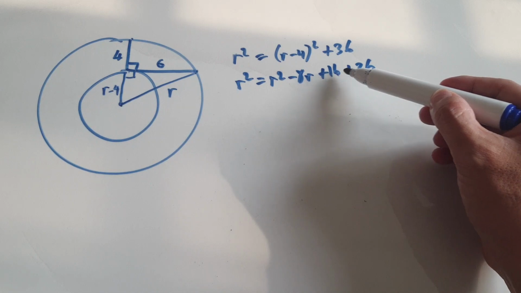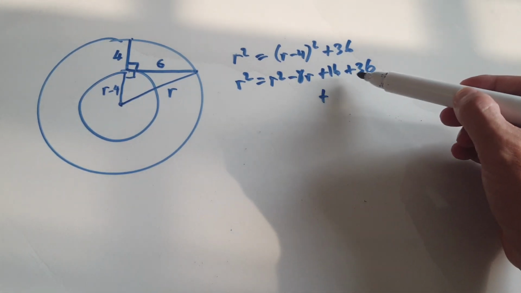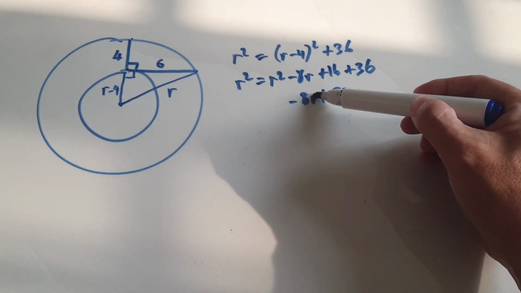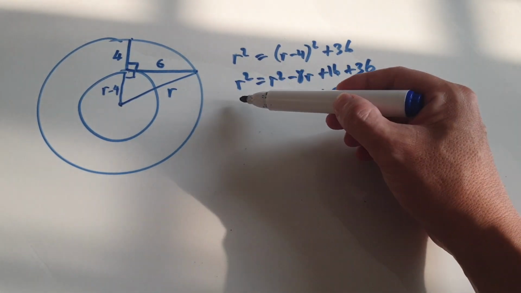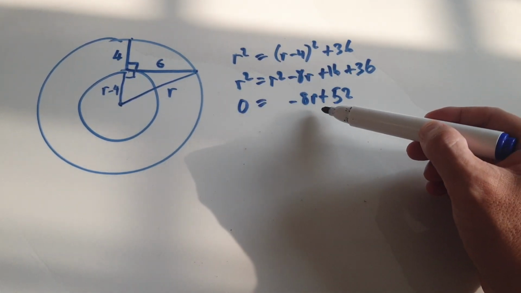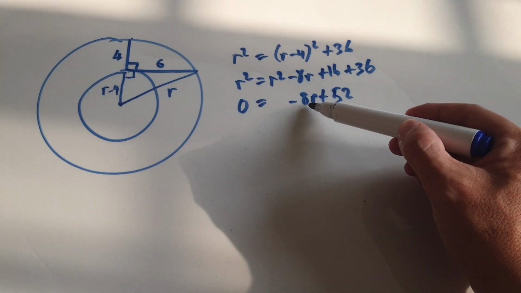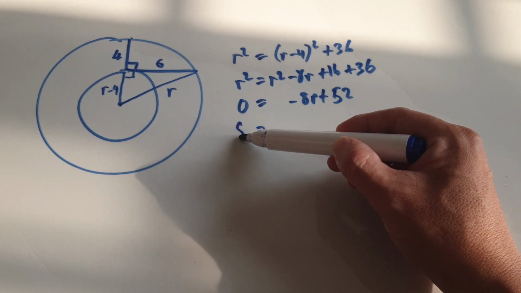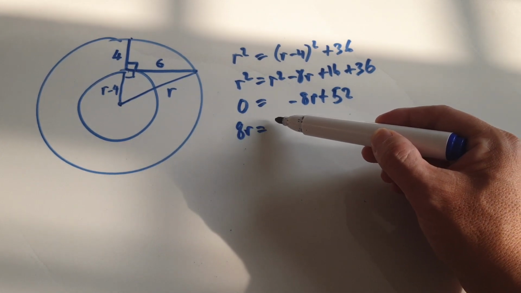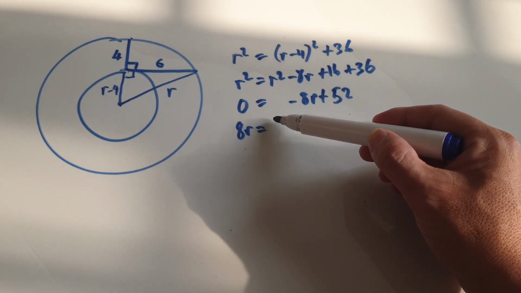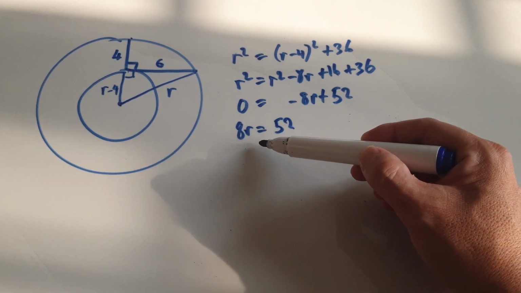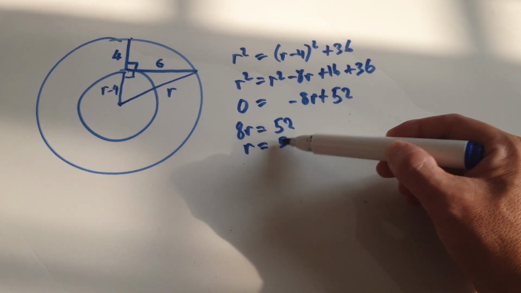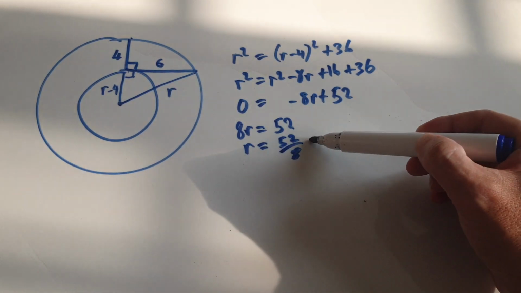Now the single numbers, merge them together, that would be 52, and the r squareds cancel each other out, so this will be 0. So now you want to get r on its own, add 8r to both sides. That will then give you 52, and then divide both sides by 8. So r equals 52 over 8.